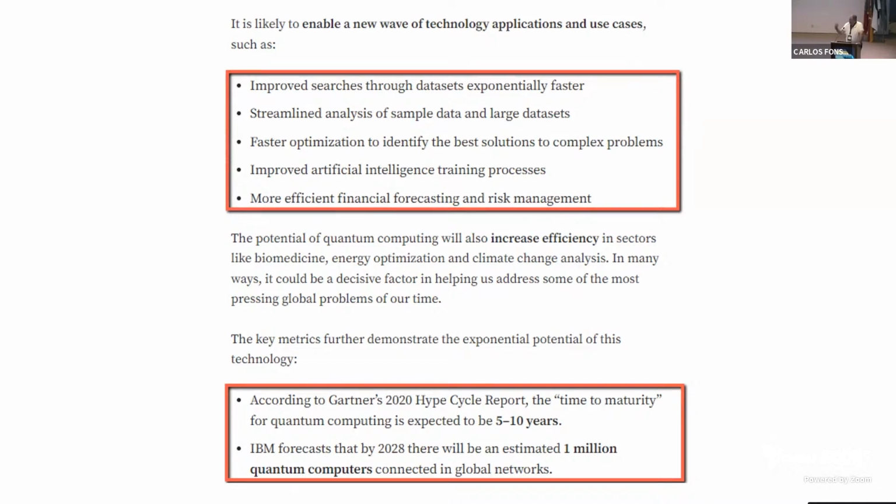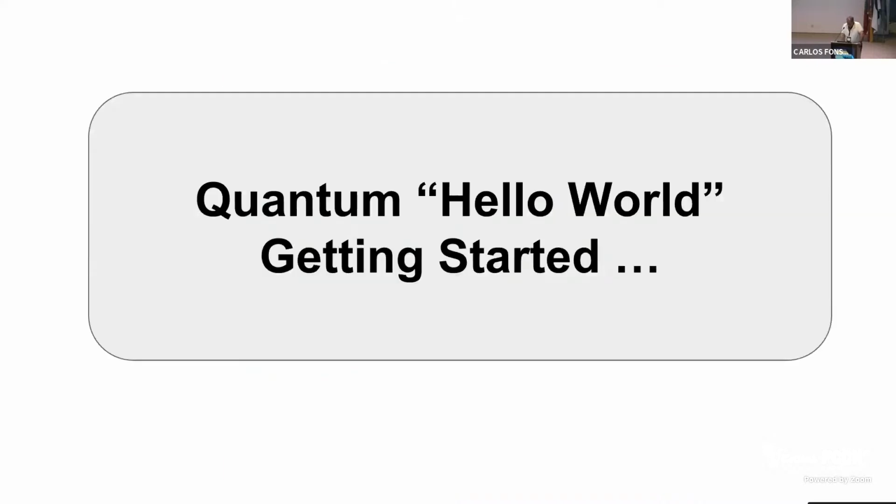According to Gartner's hype cycle, we are 5 to 10 years away. And IBM's team says 1 million quantum computers connected in global networks. We don't know if these numbers are real. We know that the president of IBM in 1945 said that the world has capacity for only 5 computers. If in 5 to 10 years we witness a ChatGPT momentum, these 1 million could be 5, 10, 20 million.